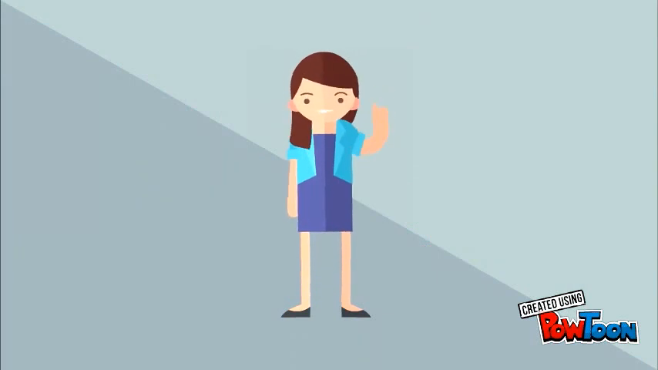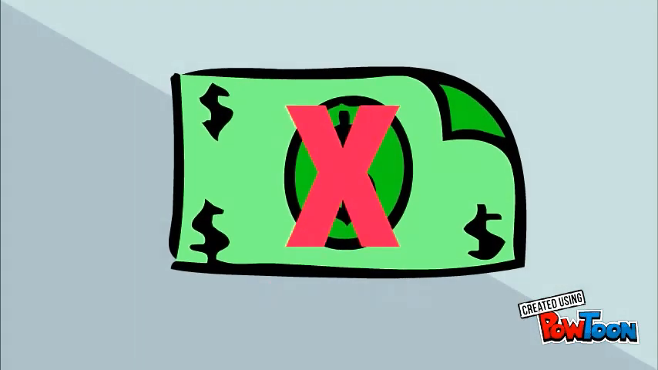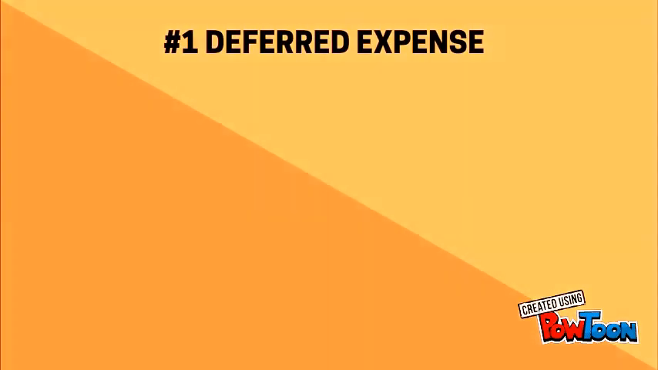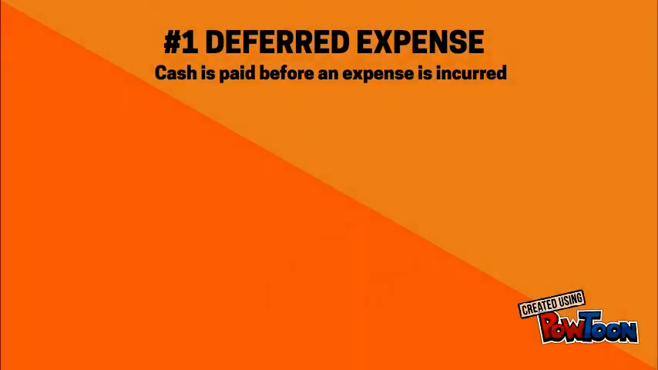A key point to remember about adjusting entries is cash is never involved. This is because the cash has already been paid or received. There are four main reasons adjusting journal entries are required. These are, number one, deferred expenses. This is when cash is paid before an expense is incurred.